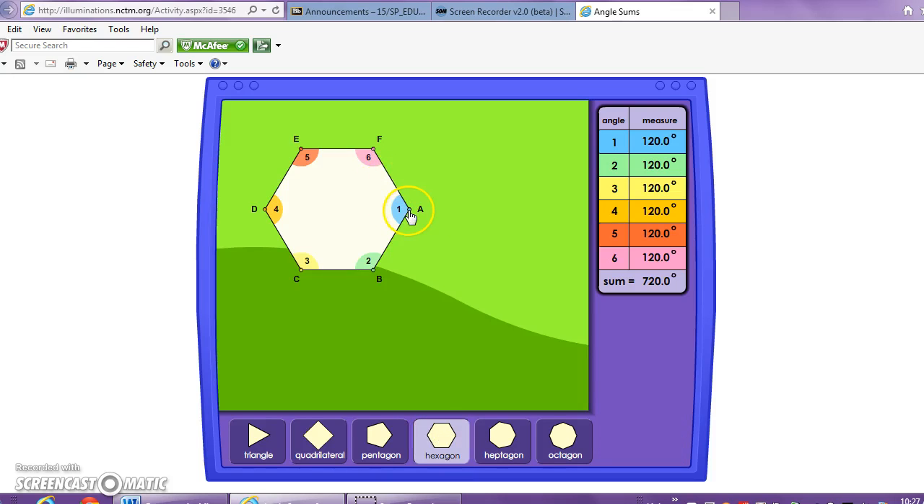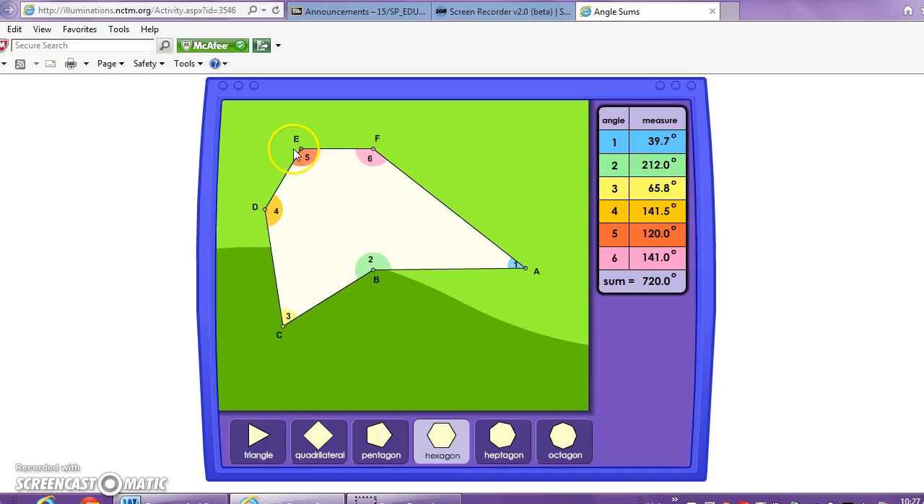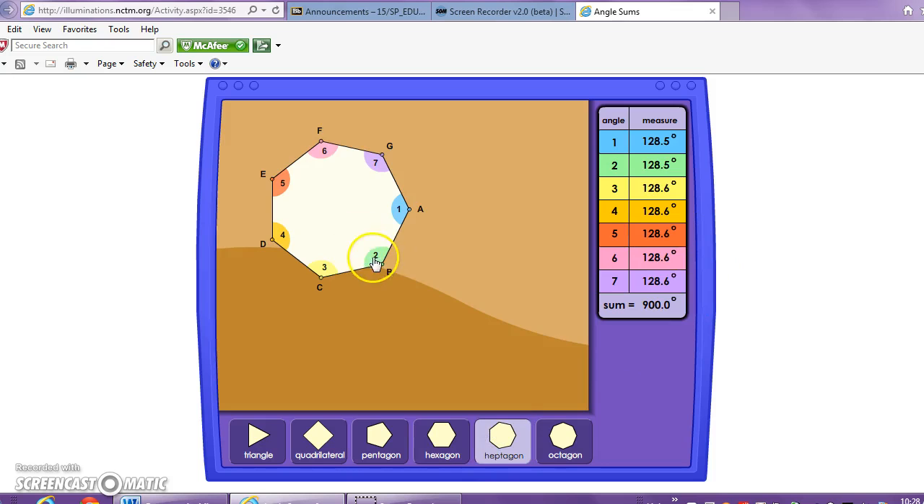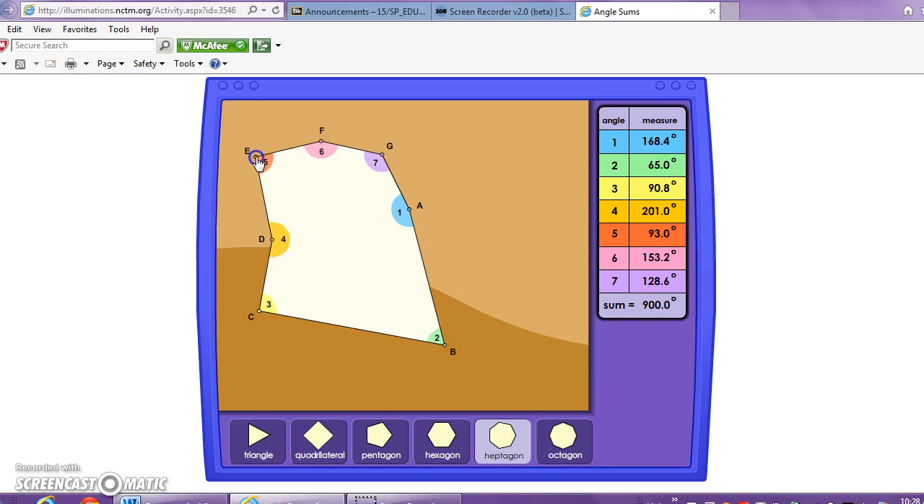Then if we go to our hexagon, we see all the angles again. And we can move these angles around wherever we want to. What do you notice about this one? If you haven't noticed, it's the sum. The sum will always stay the same. So how exactly do we find this sum?